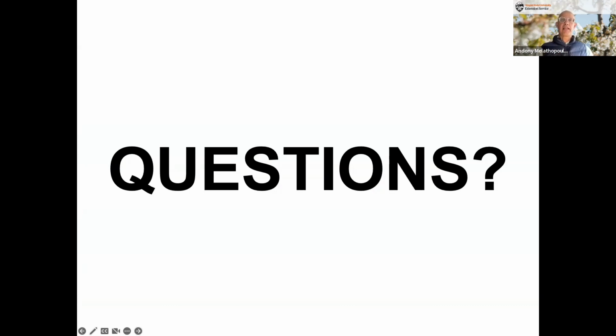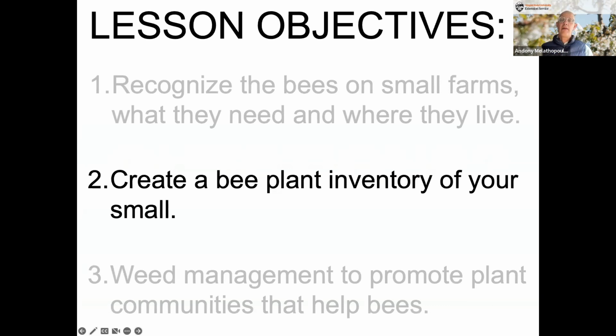This will maybe pull it all together. This is what I really wanted to talk about today. I wanted you to create a plant inventory for your small farm, because I think it is the kind of backbone of an approach to attracting bees.